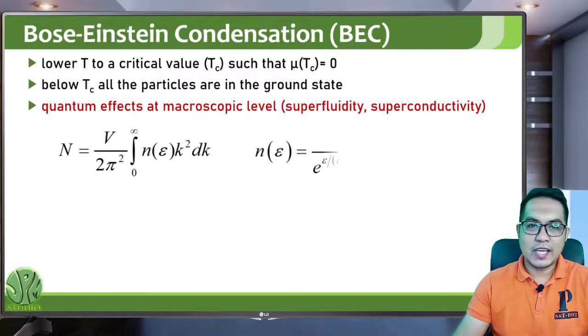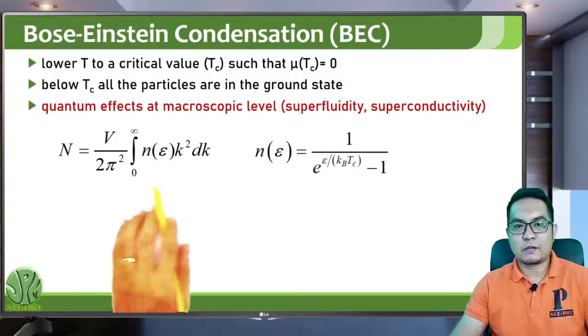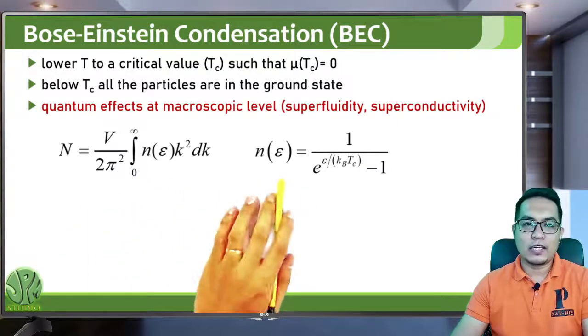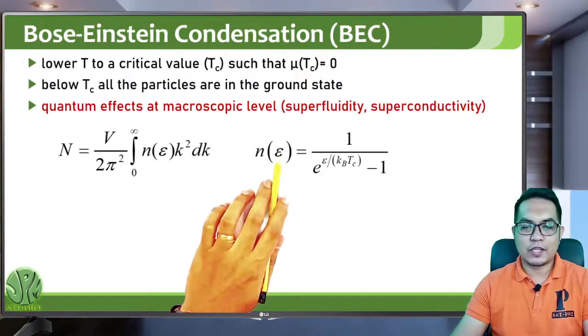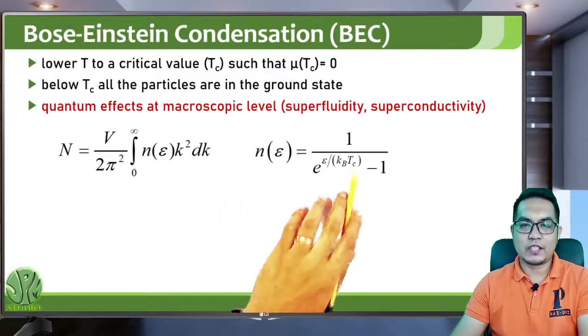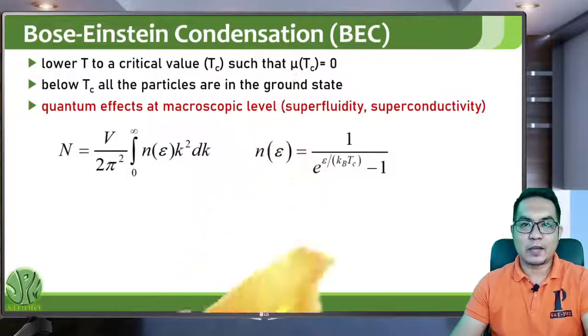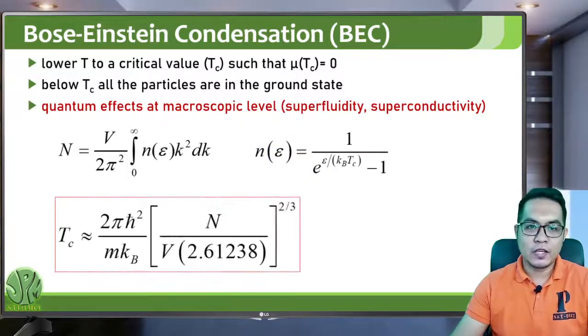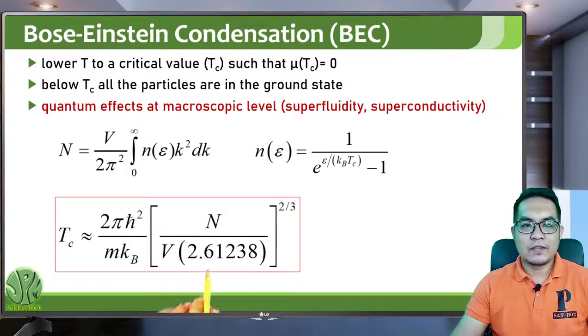So in this case, the number of particles in the ground state can again be solved using this integral, where the number of particles for the ground state energy is given by this one. So kB over Tc, and mu is equal to 0. The chemical potential energy is 0. And we will obtain the critical temperature to be approximately given by this value.